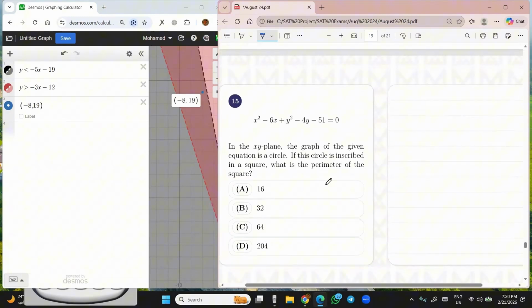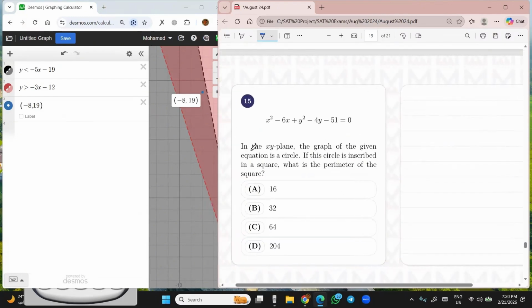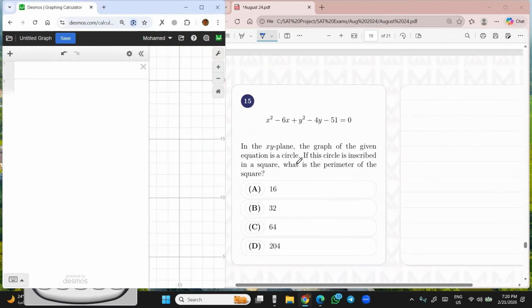Question 15, we have this circle equation. In the xy plane, the graph of the given equation is a circle. If the circle is inscribed in a square, what is the perimeter of the square? The circle is inscribed inside a square, which makes the square outside. If the circle is something like this, and the square is outside, it means it has 4 points of intersection with the circle. These points are here, here, here, and here.